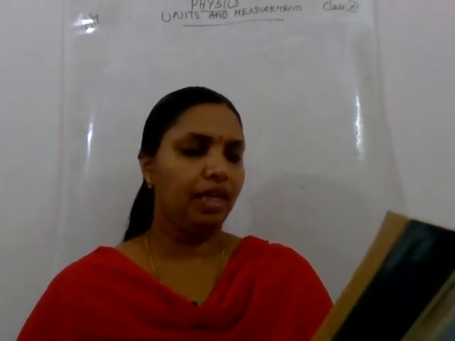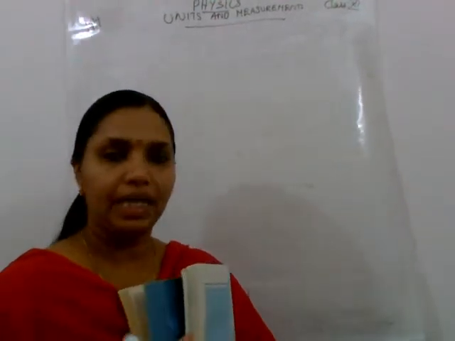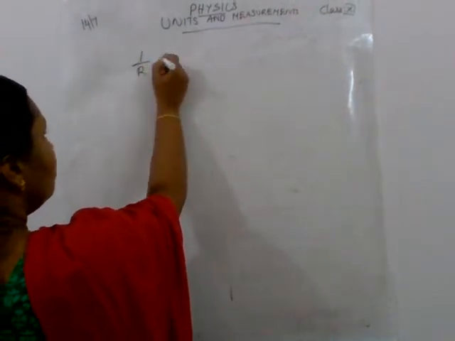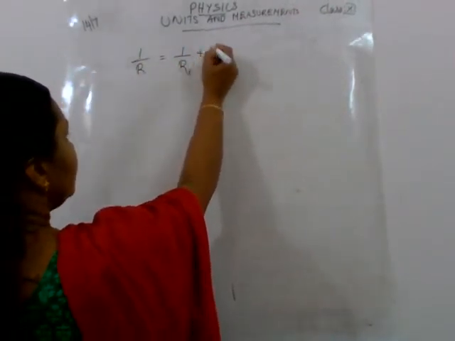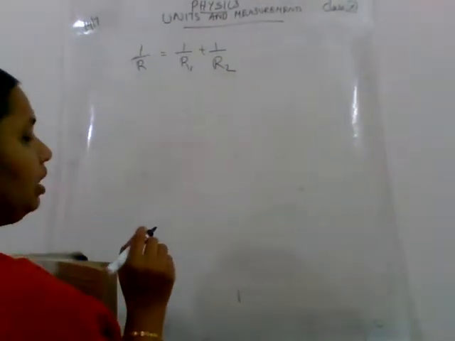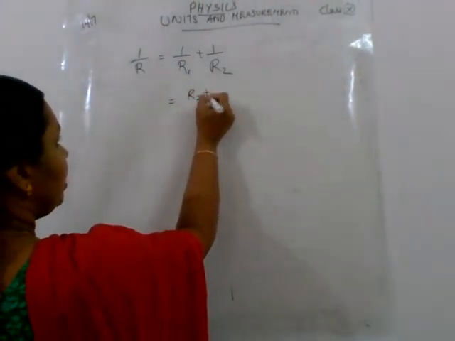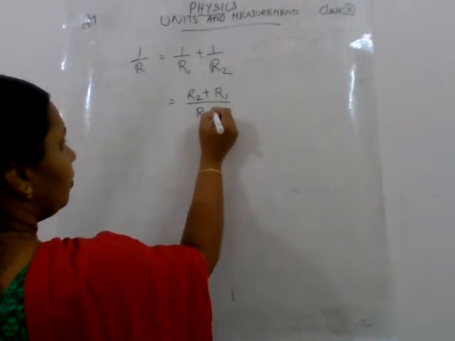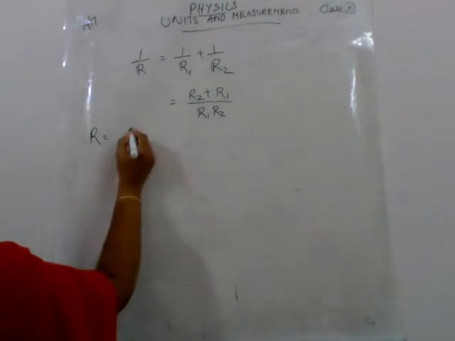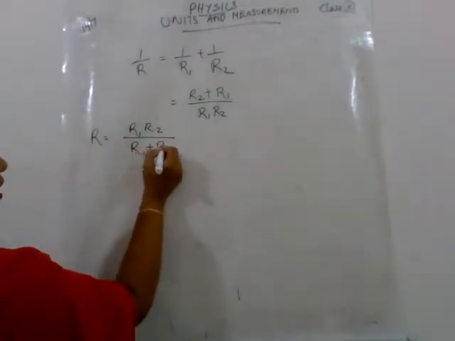Then let's go for the equivalent resistance in parallel. Equivalent resistance in parallel is 1 by R, isn't it? Parallel combination, it is 1 by R is equal to 1 by R1 plus 1 by R2. That is the parallel combination equivalent resistance you studied in 10th standard. So we can write it as R2 plus R1 divided by R1 R2, or the equivalent resistance R is equal to R1 R2 divided by R1 plus R2.